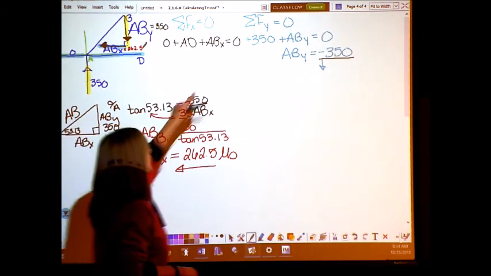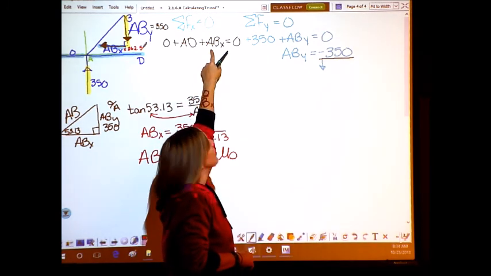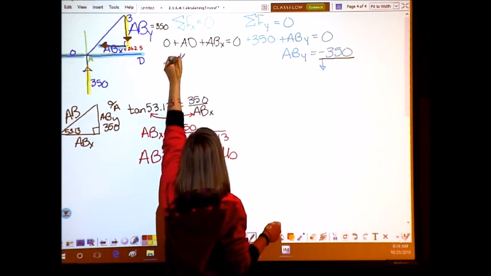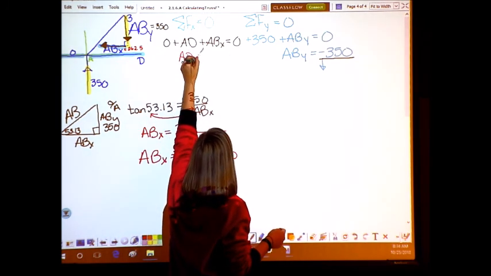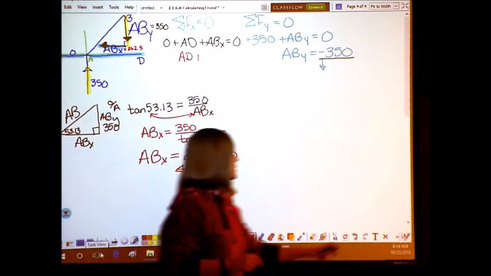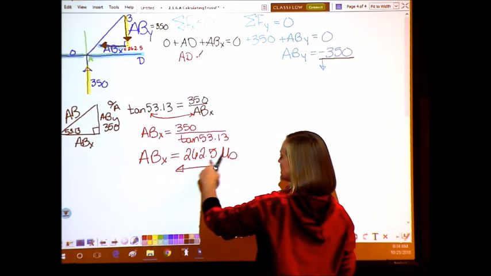So you see this ABX, right here, the one I'm pointing at? That's going to turn into what? I'm going to ignore 0. I'm going to write AD plus, or actually not even plus. Why am I going to write minus? Because it points left. Very good. And it's 262.5.